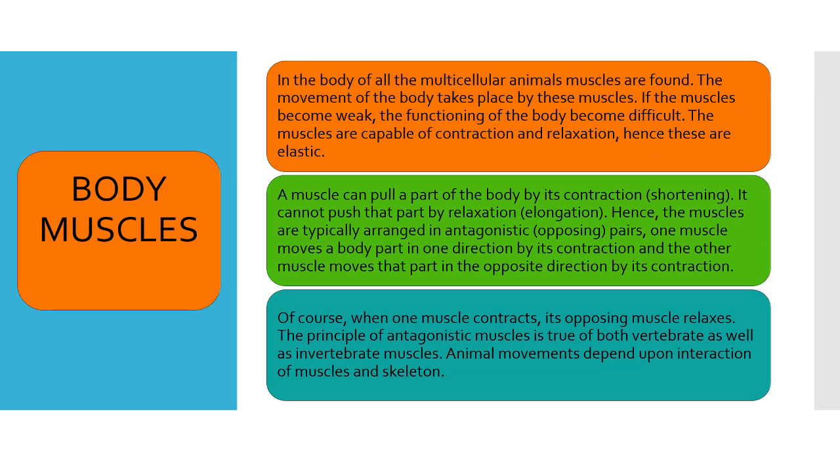Okay, body muscles. In the body, all multicellular animals have muscles. The movement of the body takes place by these muscles. If the muscles become weak, the functioning of the body becomes difficult. The muscles are capable of contraction and relaxation, hence these are elastic. A muscle can pull a part of the body by its contraction, that is shortening. It cannot push that part by relaxation or elongation.